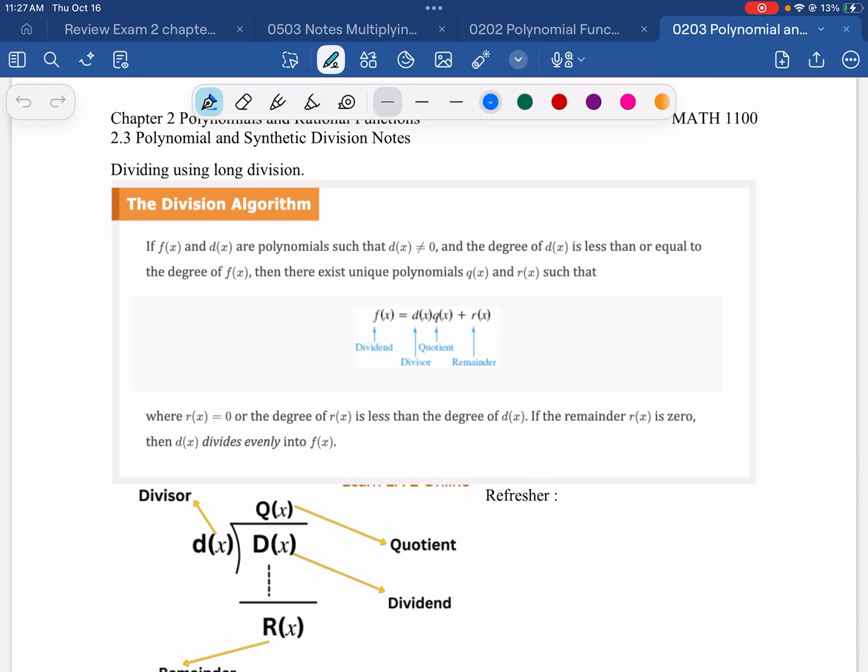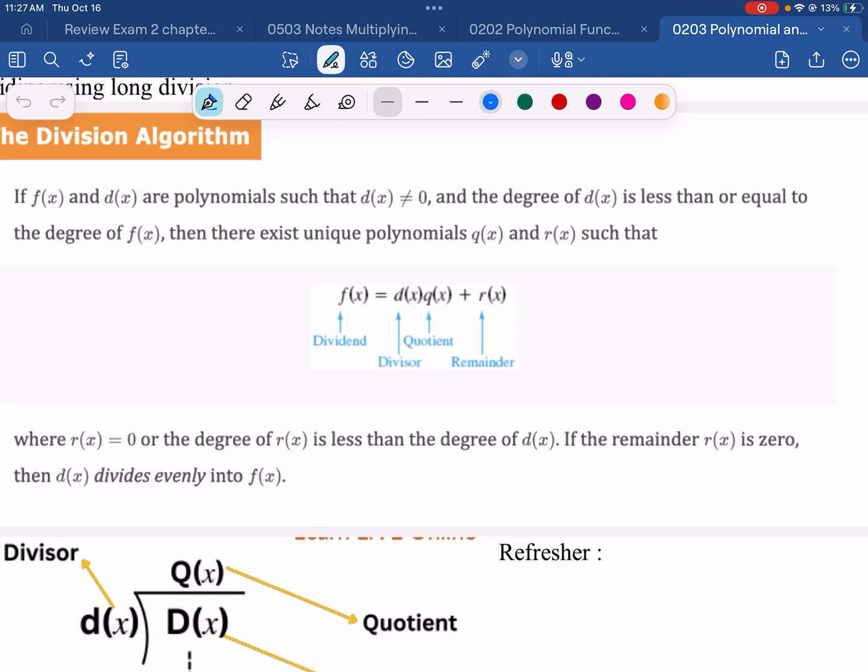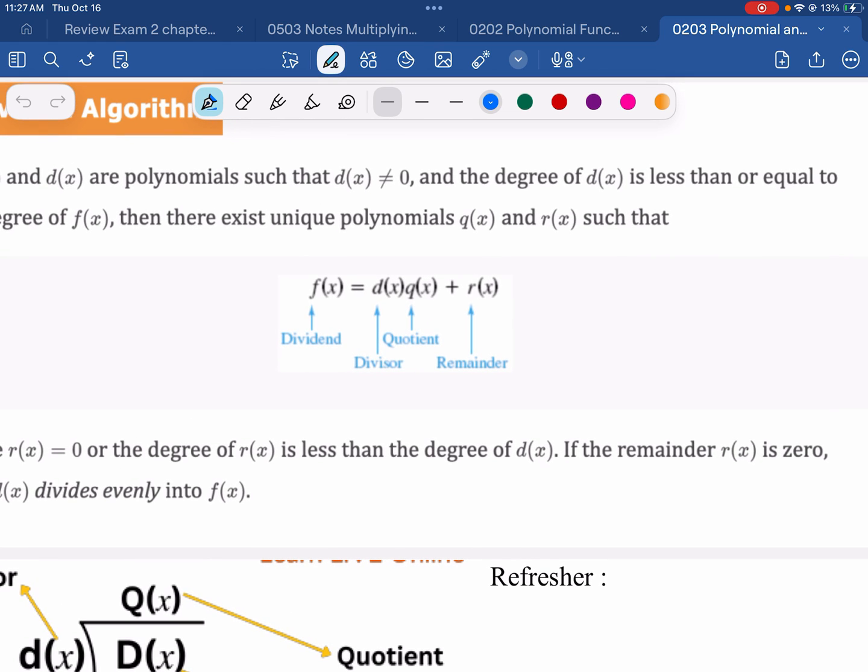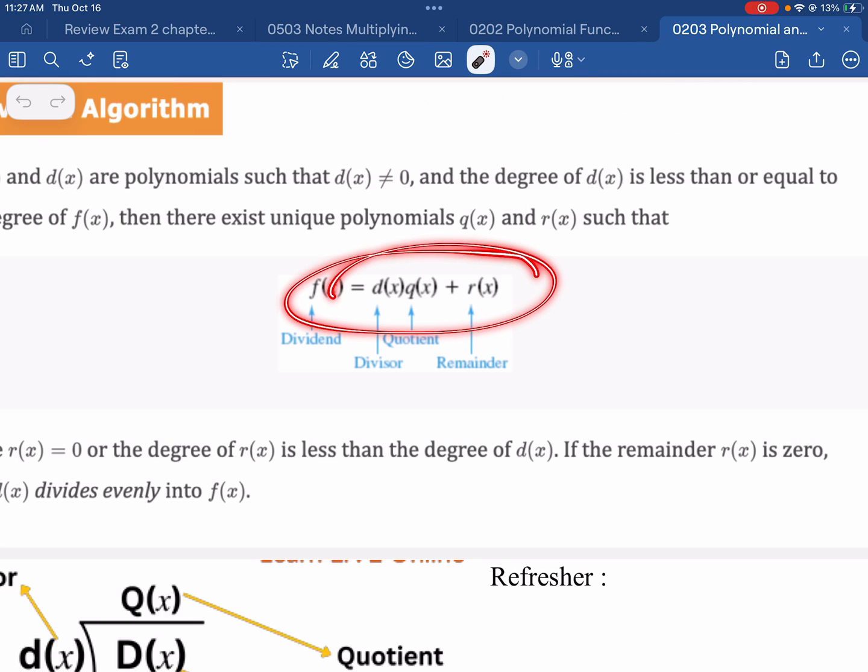Okay, 2.3, polynomial and synthetic division notes. So long division always works. Synthetic division only works on special cases. So when we divide, we're talking about f of x is the dividend, d of x is called the divisor, q of x is called the quotient, and r of x is called the remainder.